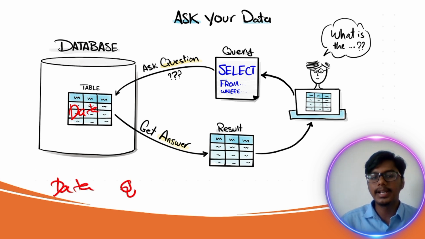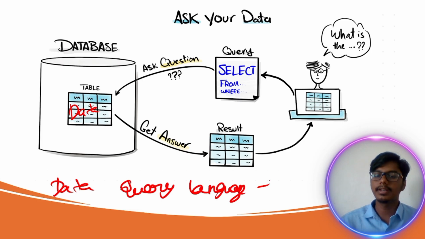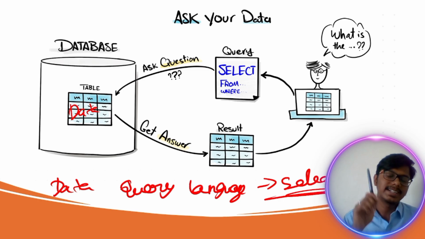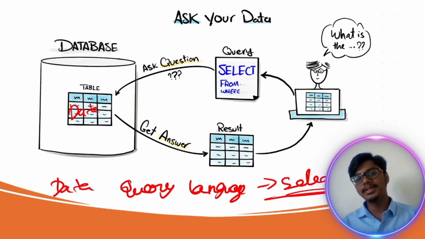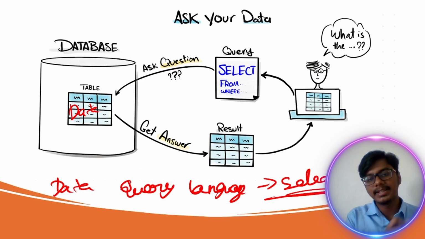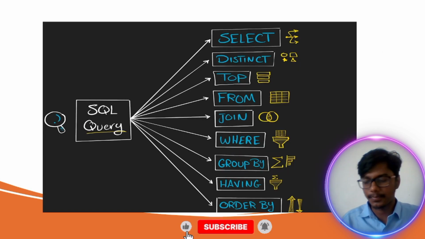Data query language consists of only one command, that's select. So we want to select from the database. How do we want to talk to the database? Using the query language. So the database returns the answer as a result table with columns. That's the basic motive. I just explained this.